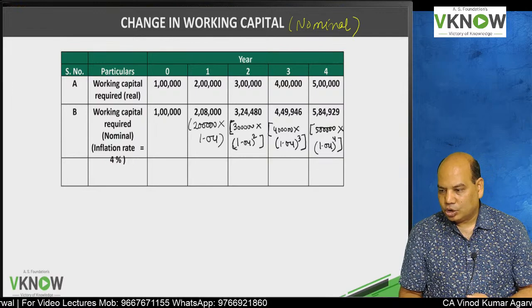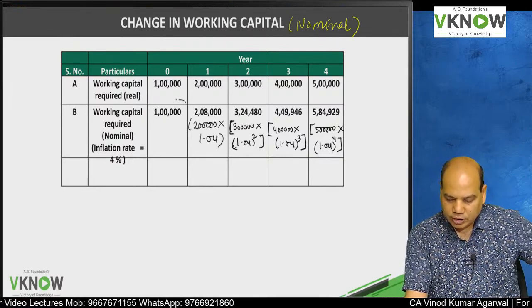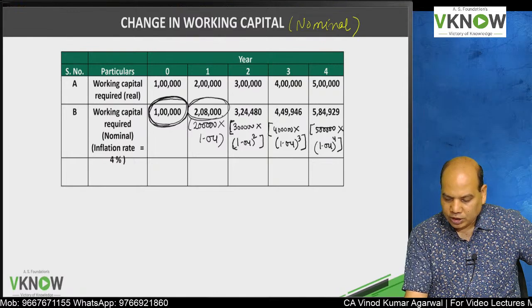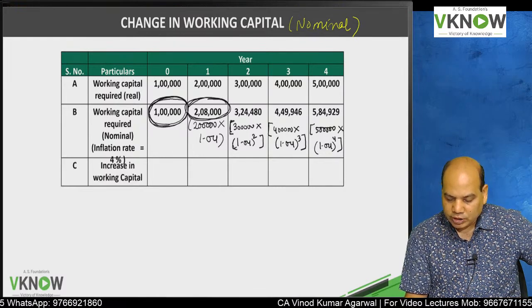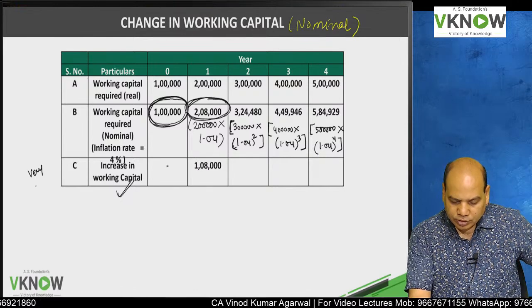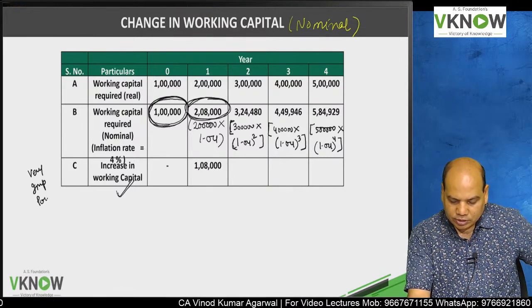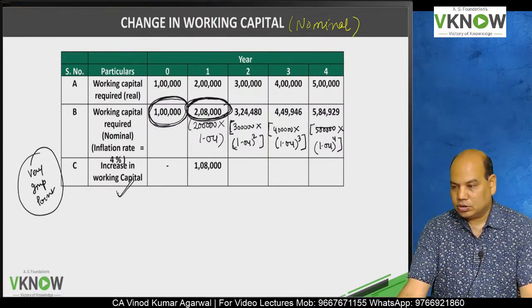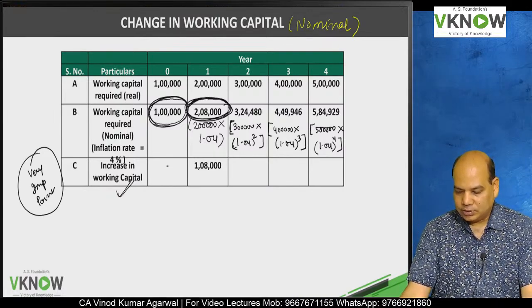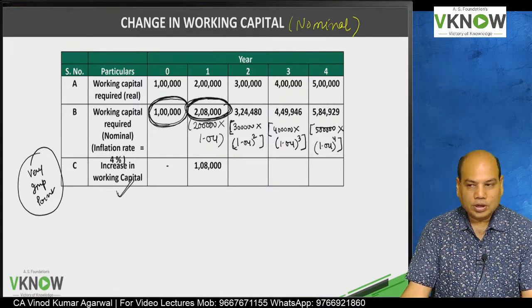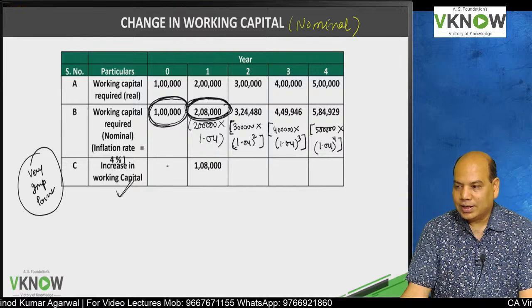Working capital requirement in nominal terms we have computed. We have invested 1 lakh here in year 0, but our requirement is 2 lakh 8,000 at the beginning of year 2, end of year 1. So how much more working capital will be required? Right, increase in working capital. Very important point. What is the mistake the student can make? The student will simply take 2 lakh 8,000. You are wrong, because I have to find the increase in working capital. 1 lakh is already there, 2 lakh 8,000 is required, so I will have to infuse 1 lakh 8,000 more.